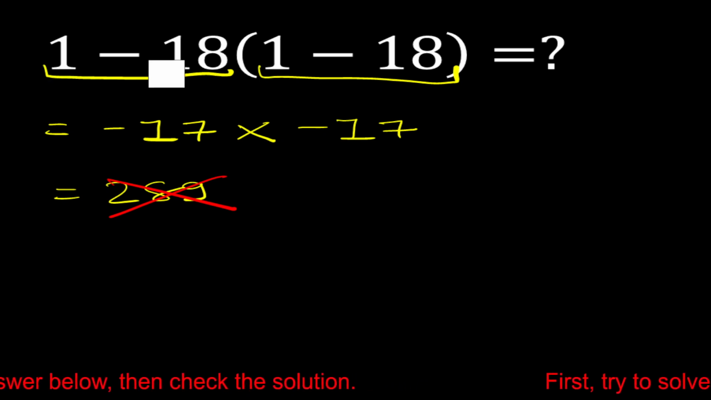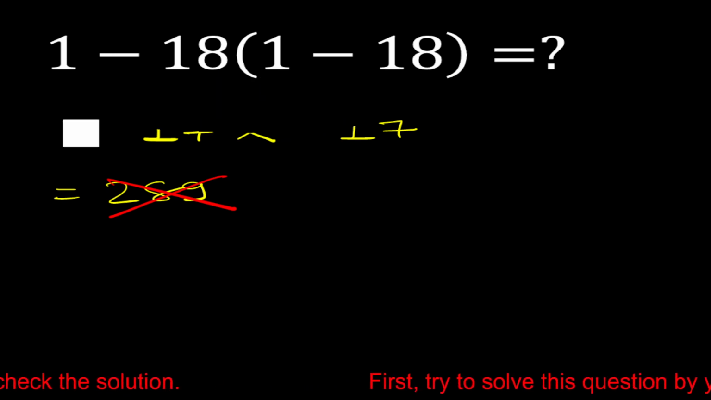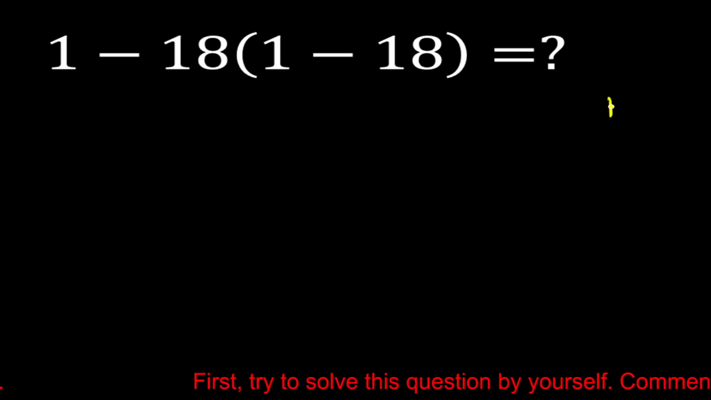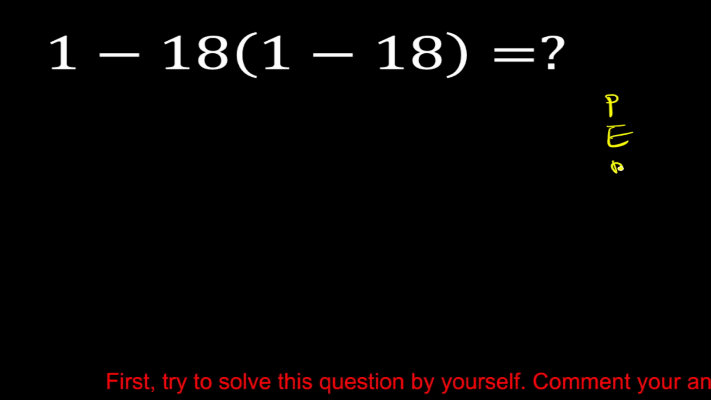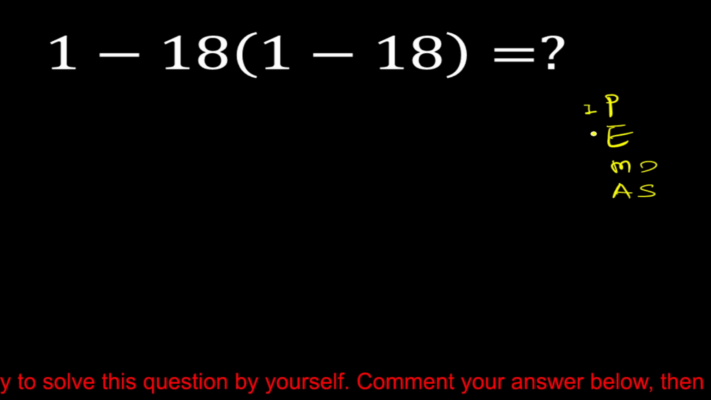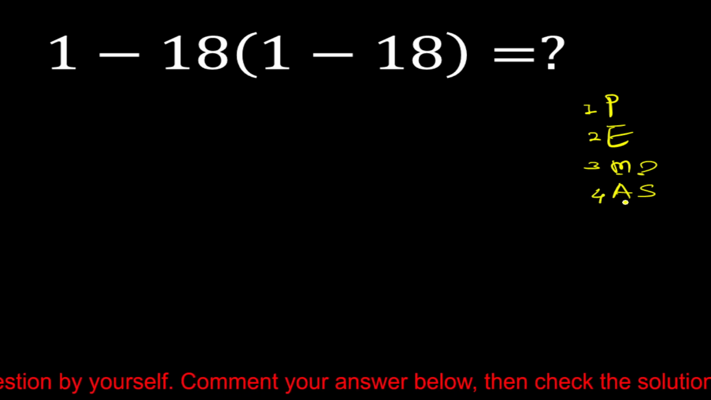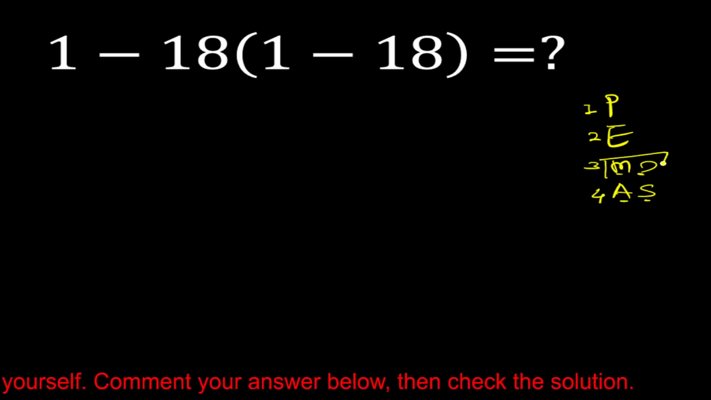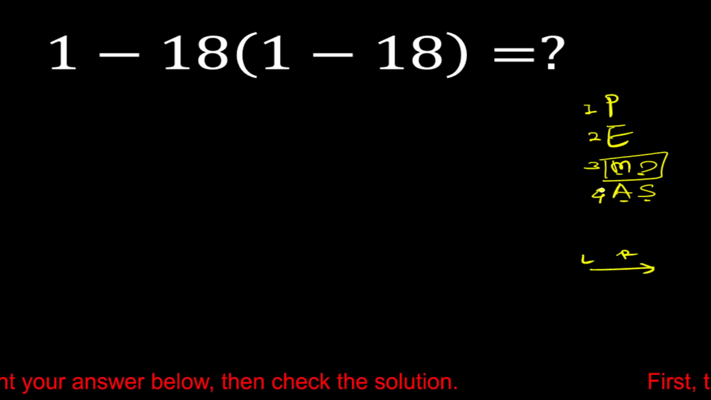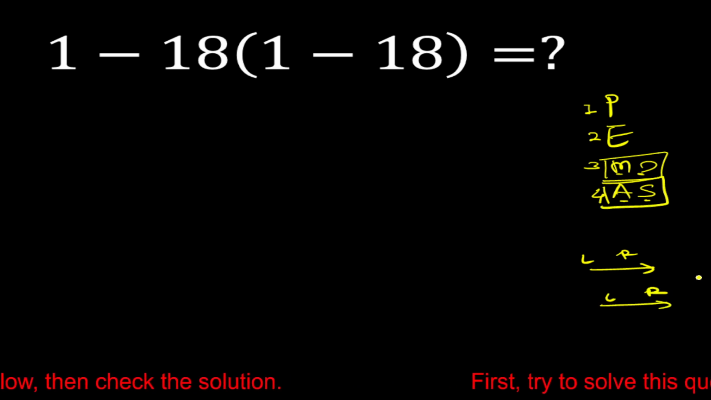Okay, so now let's solve this problem correctly by using the PEMDAS rule. According to PEMDAS, first priority is parentheses, second priority is exponents, third priority is multiplication and division, then fourth and last priority is addition and subtraction. Here multiplication and division both have equal priority, so we have to solve it from left to right. Then addition and subtraction also both have equal priority, so we have to solve it from left to right, okay?